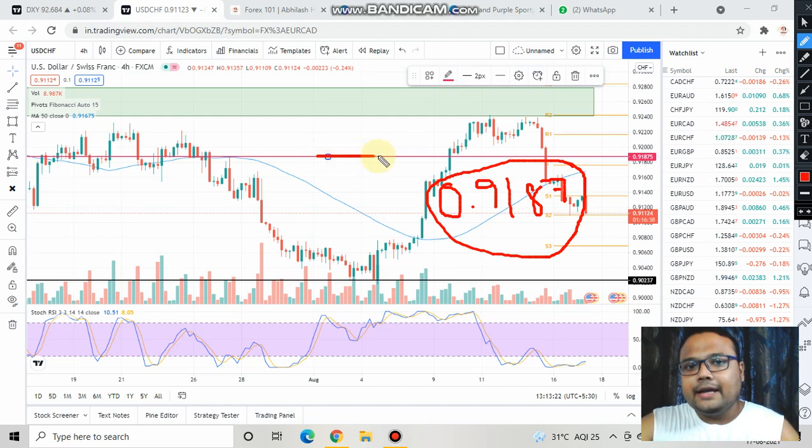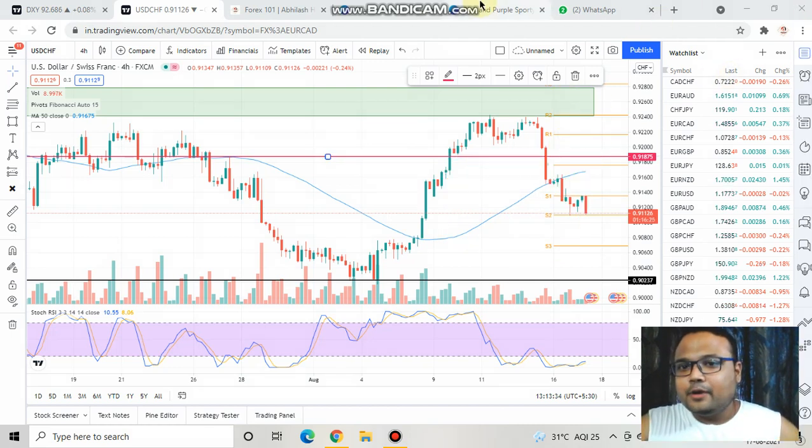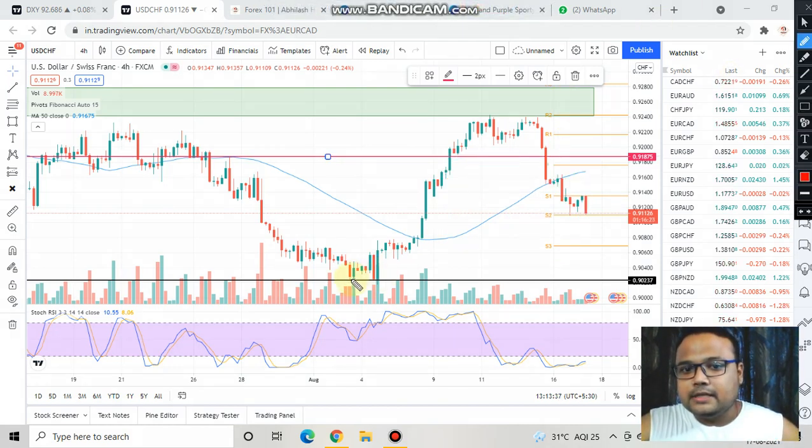So this red line is important for the market because this is a resistance from the weekly chart, and this level is acting as a resistance for the market since the last week of June. Clear? Okay. And the next important level is this line.